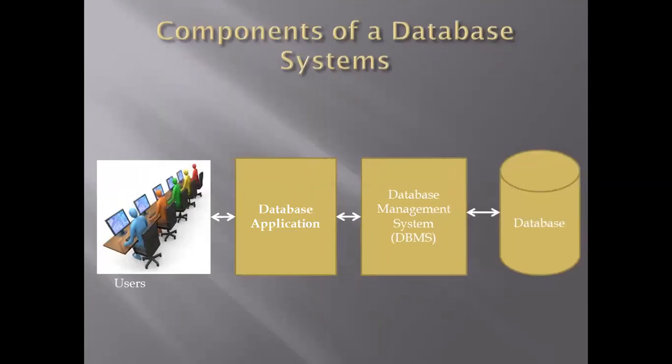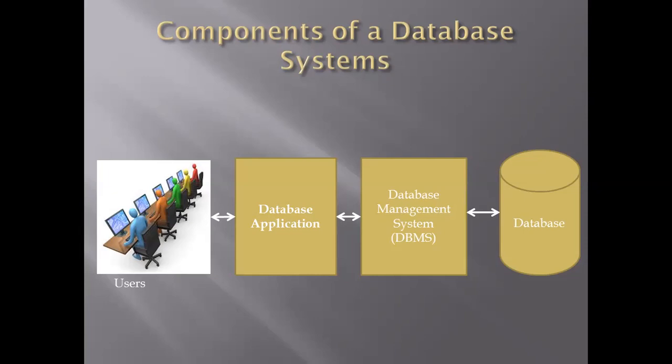Now, if we talk about the four major components of a database system, we have the users, the database applications, the database management system, and finally, the database itself. First of all, we can see in this diagram that users cannot directly access the database, and the database application cannot directly access the database.